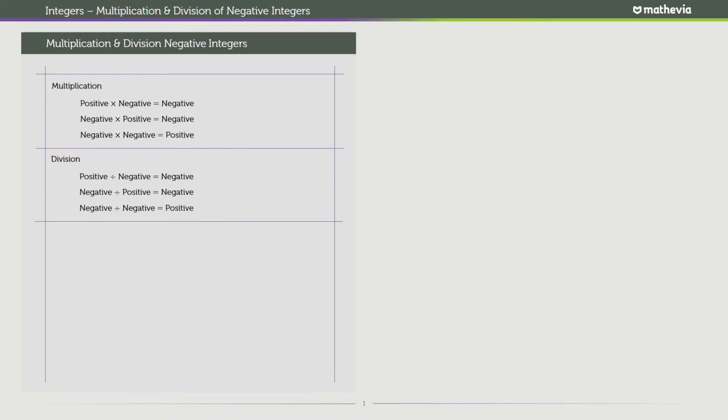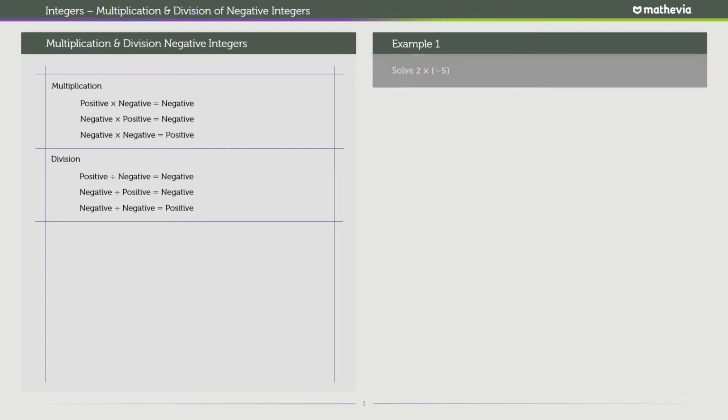Let's go ahead and solve some examples. Example 1 says solve 2 times minus 5. Now we have a positive multiplying a negative number. Is our answer going to be negative or positive? The signs are different, positive by negative, so our answer is going to be negative. Now we have 2 times minus 5, and we just multiply the two numbers. Generally, if you multiply 2 times 5, you'd have 10. But since it's 2 times minus 5, our answer is going to be negative. What we have is minus 10.